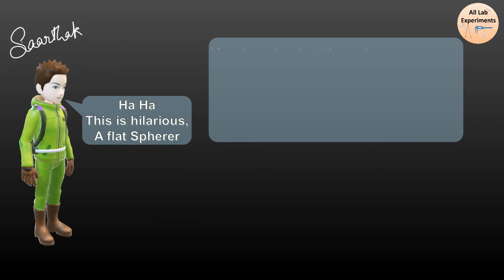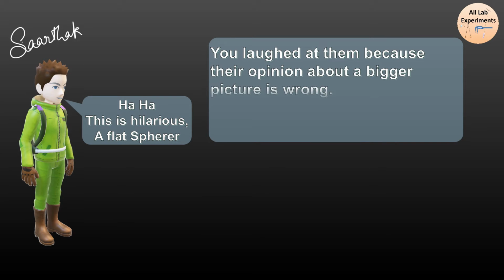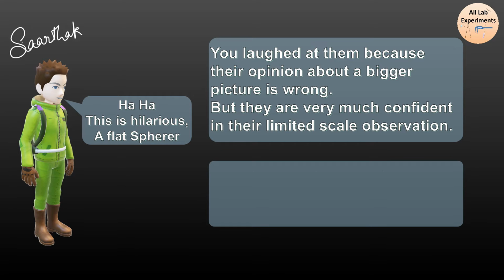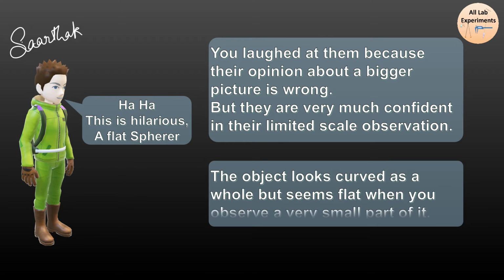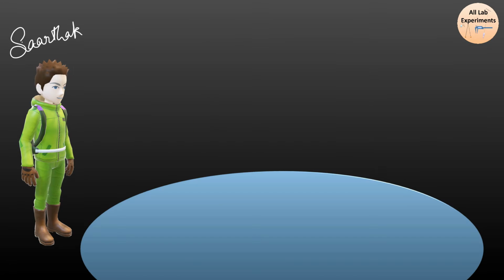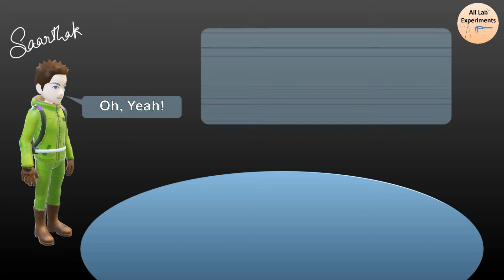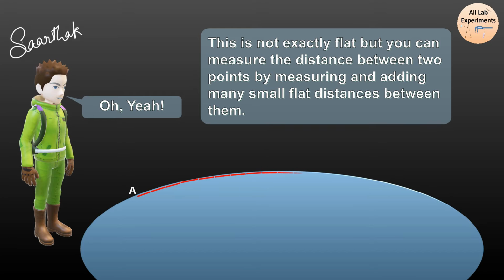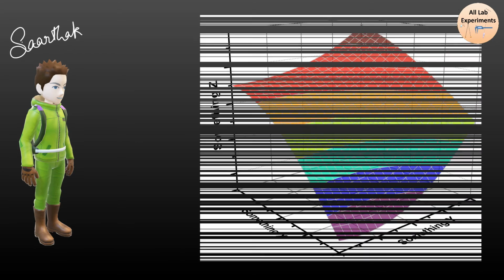You laughed at them because their opinion about the bigger picture is wrong. But they are very much confident in their limited scale of observation. The object looks curved as a whole but seems flat when you observe a very small part of it. This is not exactly flat but approximately flat. You can also measure the distance between two points by measuring and adding many small flat distances between them. Mind my words. Now we are going to behave like a flat curver and look at this problem again.